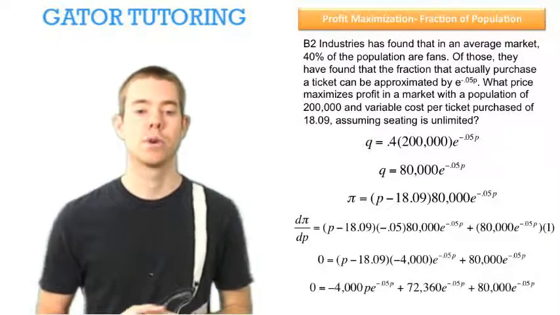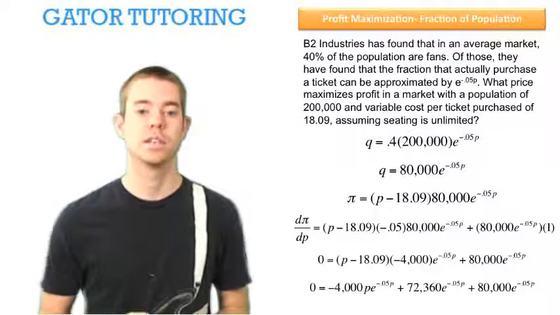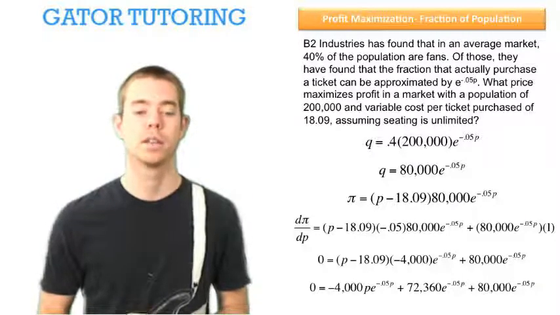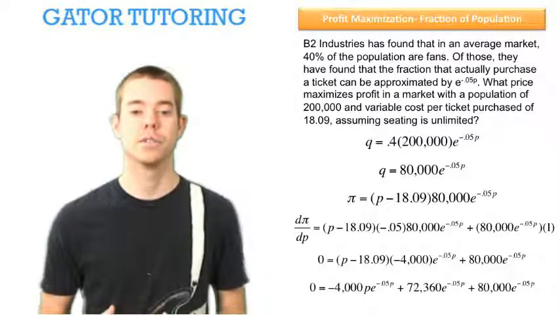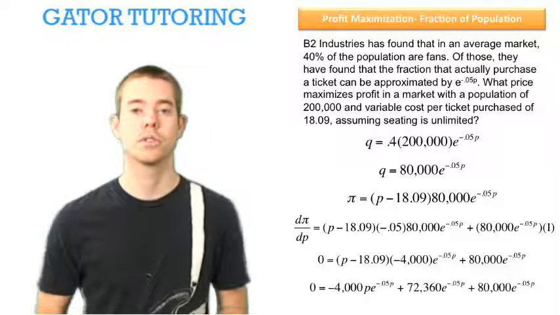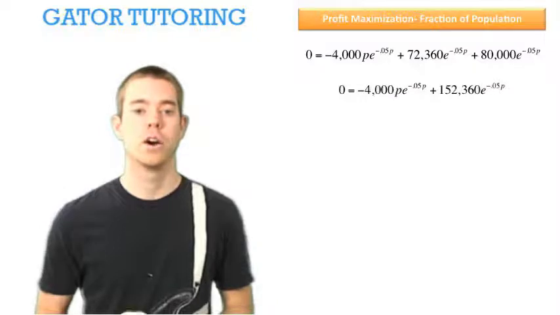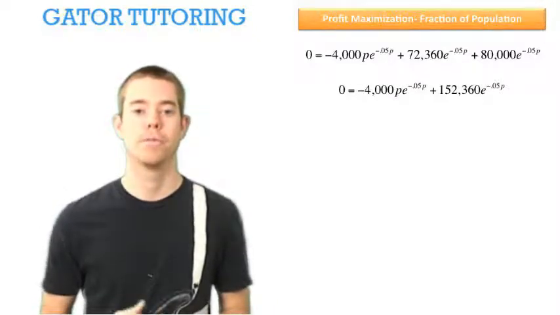Distributing through that negative 4,000 e raised to the negative 0.05p, we get negative 4,000 p times e raised to the negative 0.05p plus 72,360 e raised to the negative 0.05p plus 80,000 e raised to the negative 0.05p. So we can combine those two last terms. Looking at it again, we can combine them and get 152,360 e raised to the negative 0.05p.